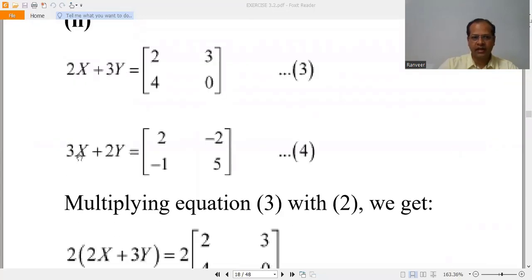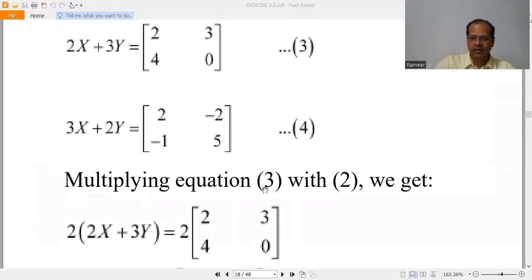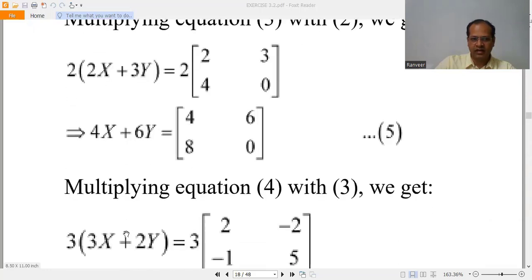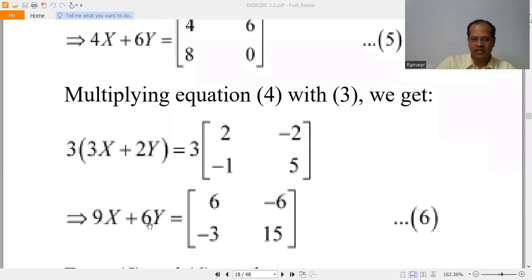Similarly, 2x plus 3y and 3x plus 2y, this is nothing but the linear equation format. We have to do the same: multiply equation 3 by 2, and we get this value 4x plus 6y. Similarly, equation 4 by 3, we will get this value 9x plus 6y. So these two values are the same, these two are the same, just we have to subtract and get the value of x.